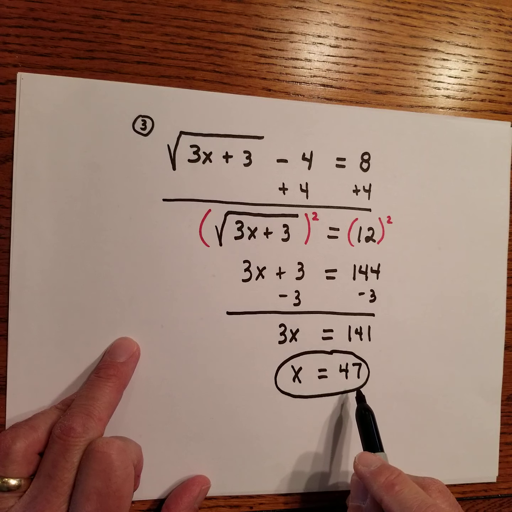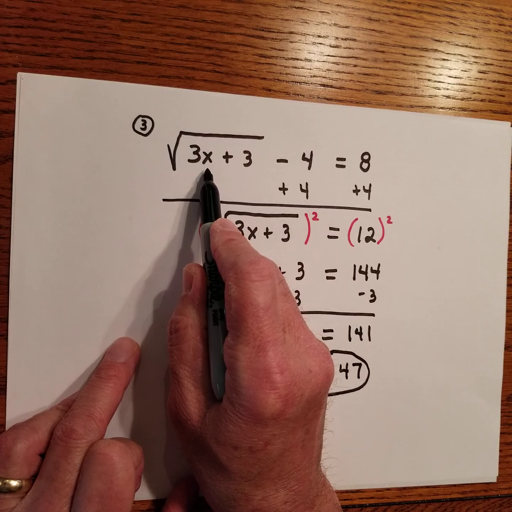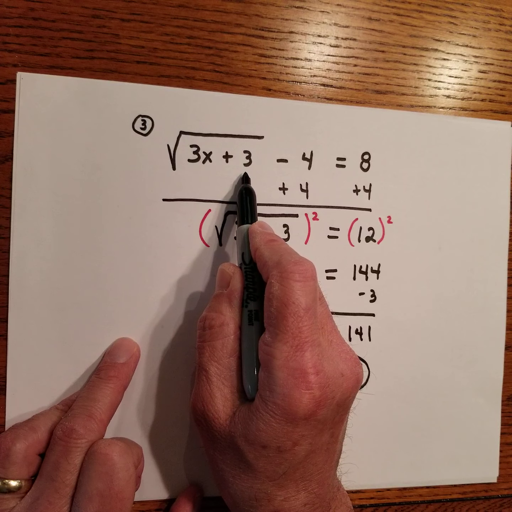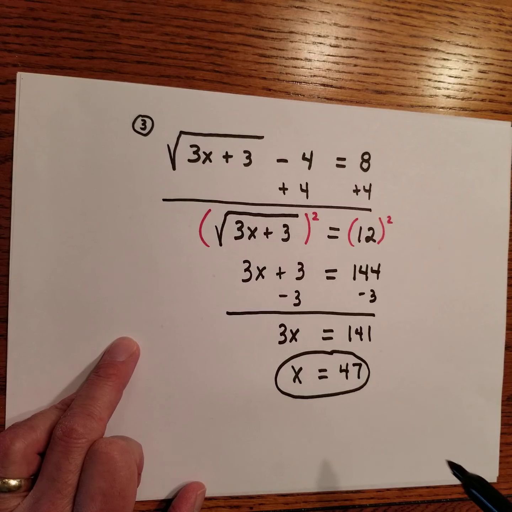Let's plug in 47 and make sure that it works. 47 plugged in here. Well, 3 times 47 is 141. 141 plus 3 is 144. The square root of 144 is 12, and 12 minus 4 is 8. Got it.